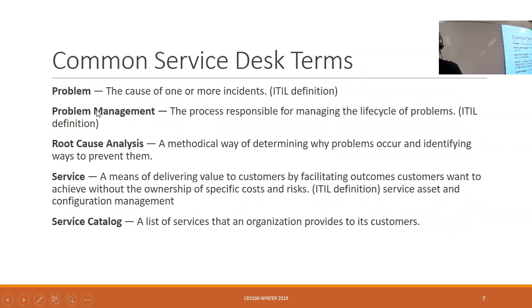All right, so a problem is a different thing. Remember, a problem is a different thing. A problem is the underlying cause. And so that's why we talk about root cause analysis: we want to identify what is the actual cause, why are we having this issue.